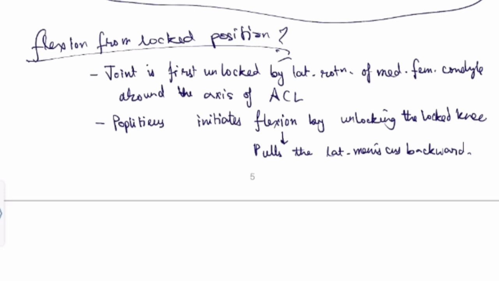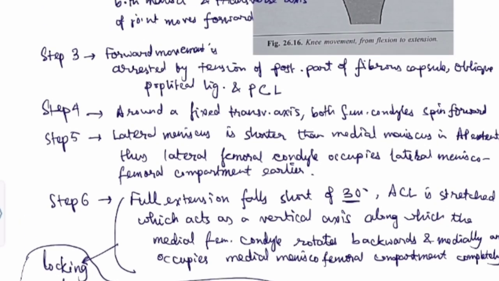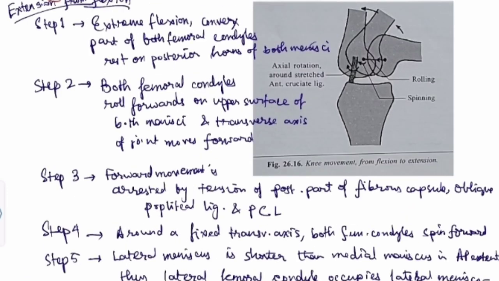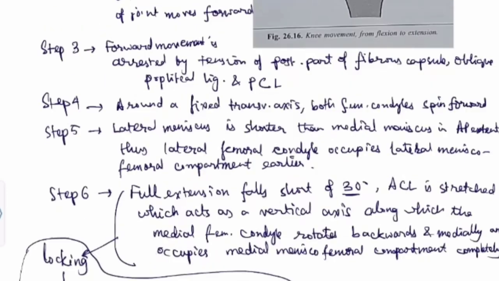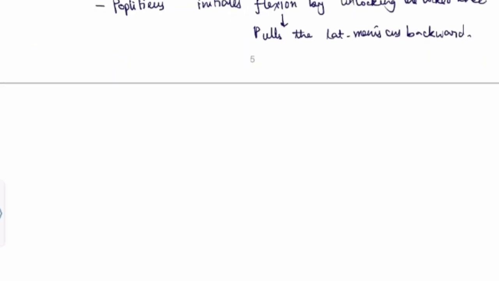What I'm telling you is that first the joint is unlocked by the lateral rotation. So now the 30 degrees it goes back. Then again it begins to spin backwards around the fixed transverse axis. Then slowly the posterior cruciate ligament loosens up. So sorry, the transverse axis moves backwards, and when the transverse axis moves backwards, then it is completely in a flexed position.